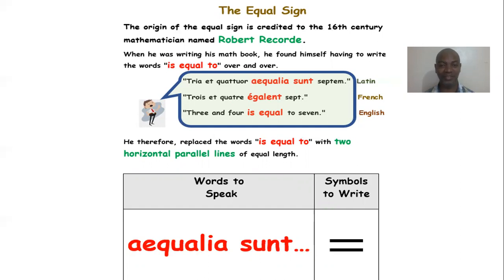And you can see the similarities. 3 and 4 is equal to 7. So instead of writing "is equal to" in the native language over and over, he replaced the words "is equal to" with two horizontal parallel lines of equal length. So the words "equalia son" are written symbolically as two equal lines. You can see the whole transition of words to symbols, and that is prevalent in mathematics. Always bear that in mind.